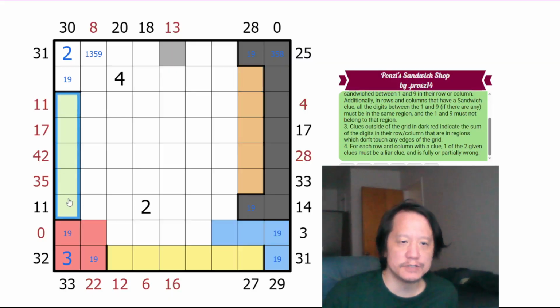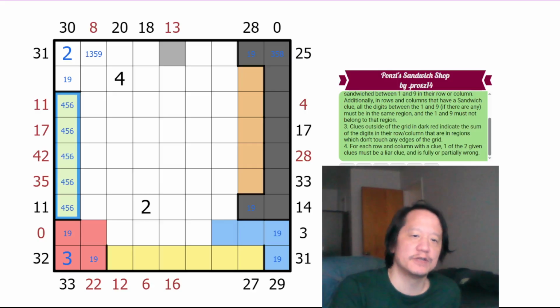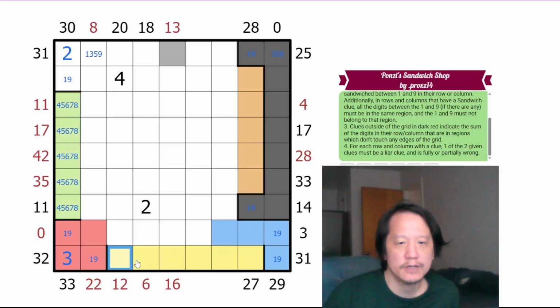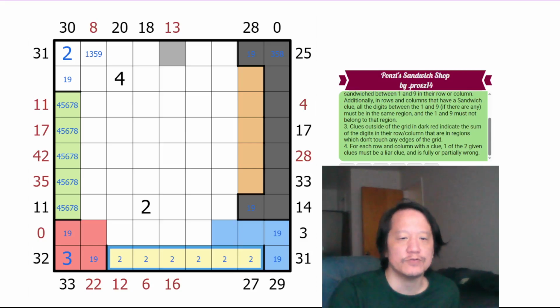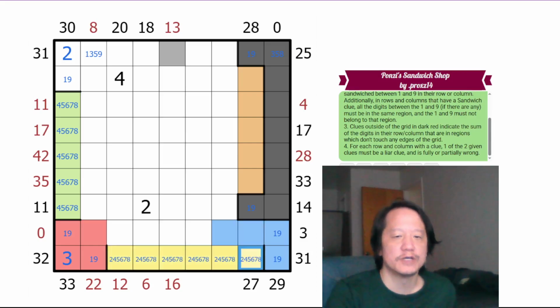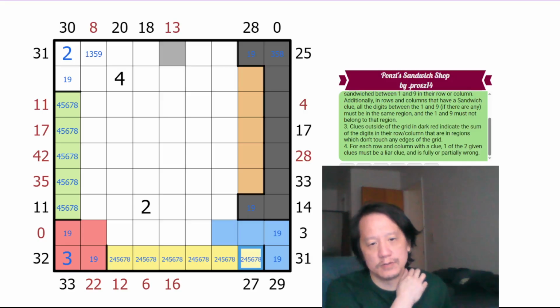Okay, remaining digits here have to be 4, 5, 6, 7, 8. That adds up to 30. Remaining digits here have to be 2, 4, 5, 6, 7, 8, which adds up to 31, or 32.